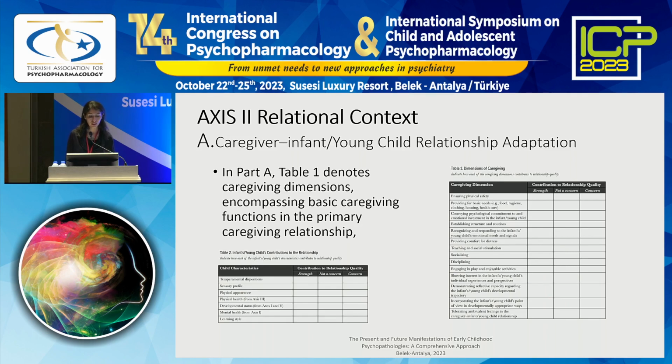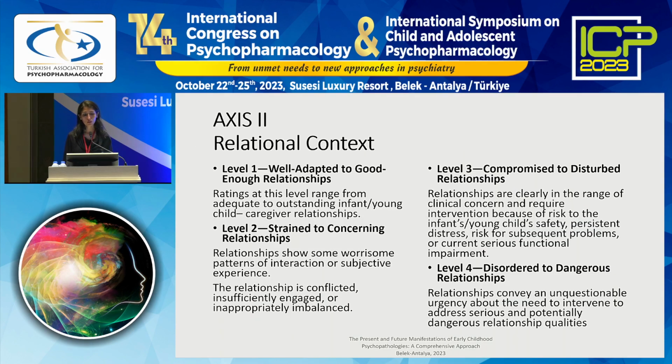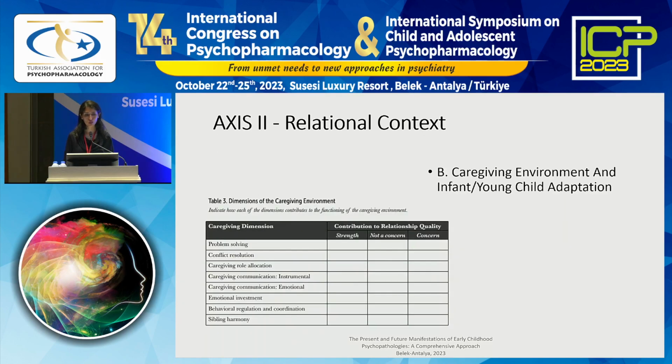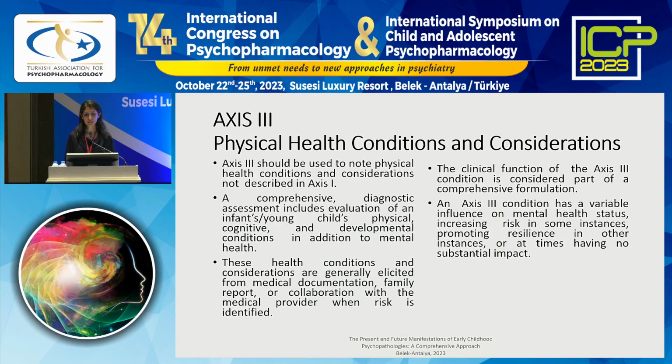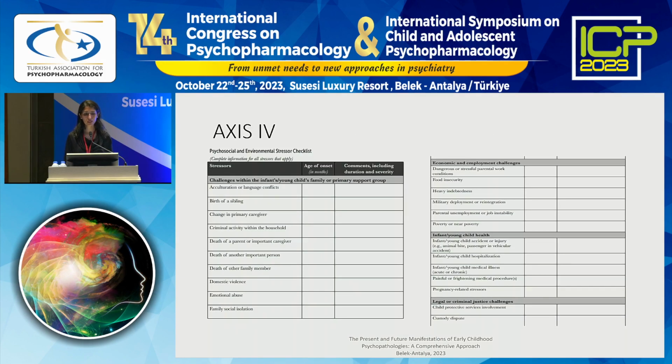The relationship can be good, but temperament, disposition, sensory profile, physical appearance, physical health, mental health, and learning style may have different contributions from level 1 to level 4. Levels 3 and 4 are high risk, so you have to intervene. This is the third one, dimensions of the caregiving environment, and in the third one, physical health conditions and considerations.